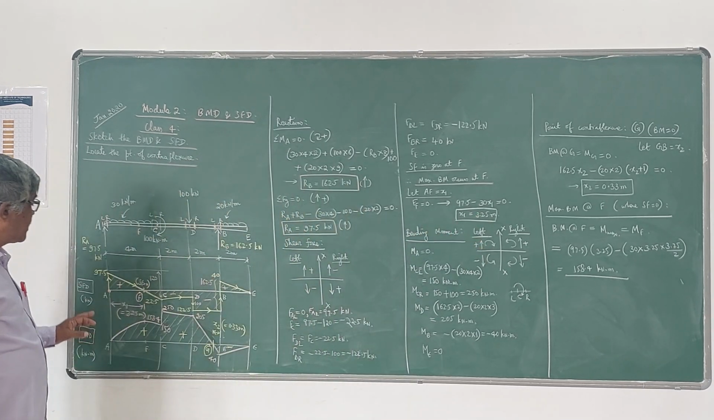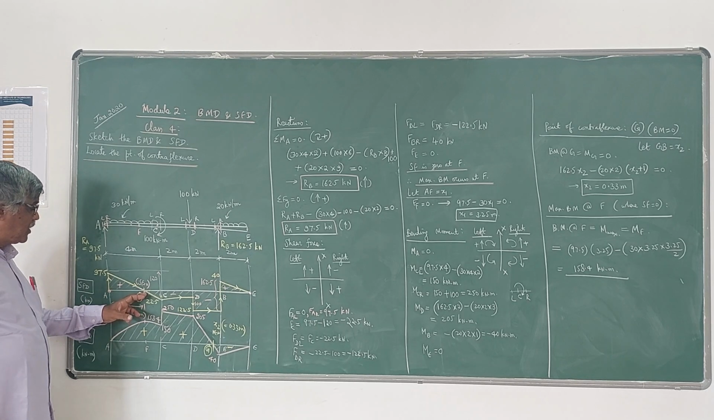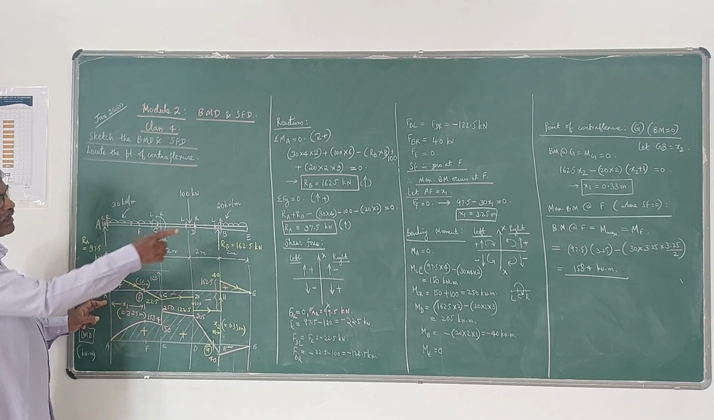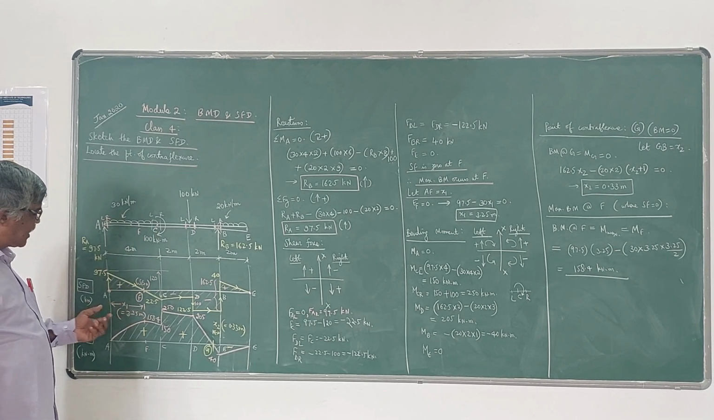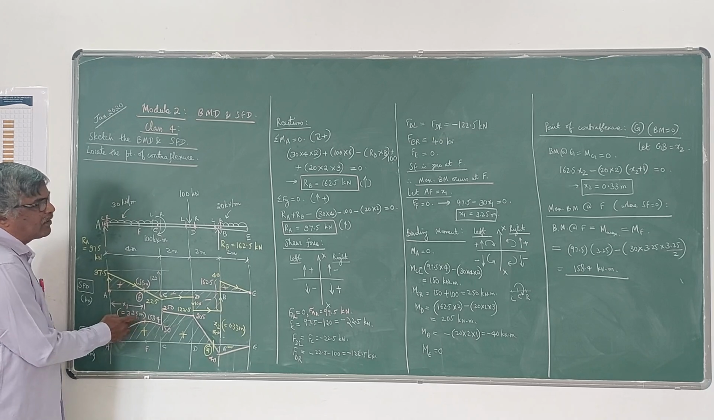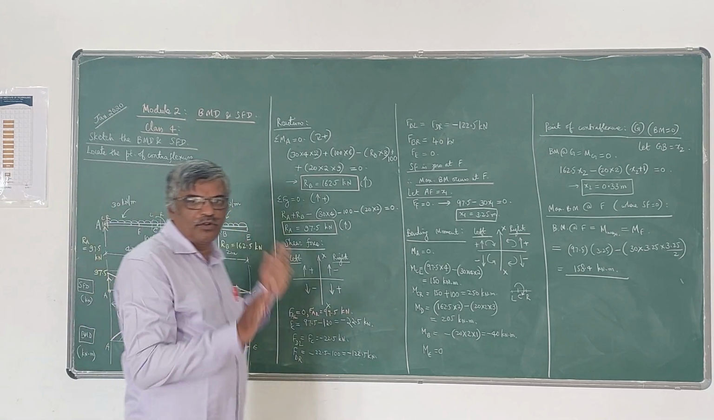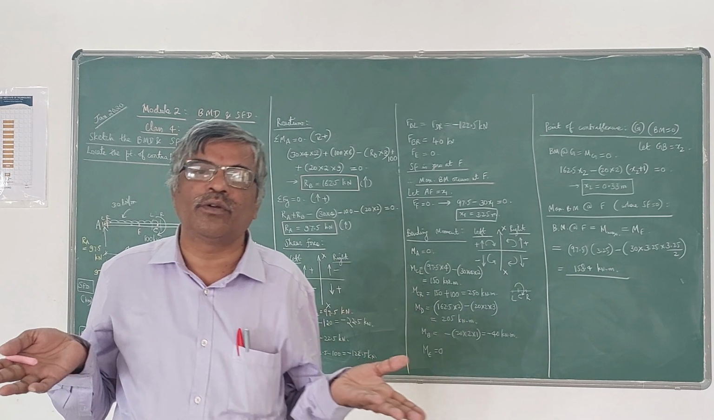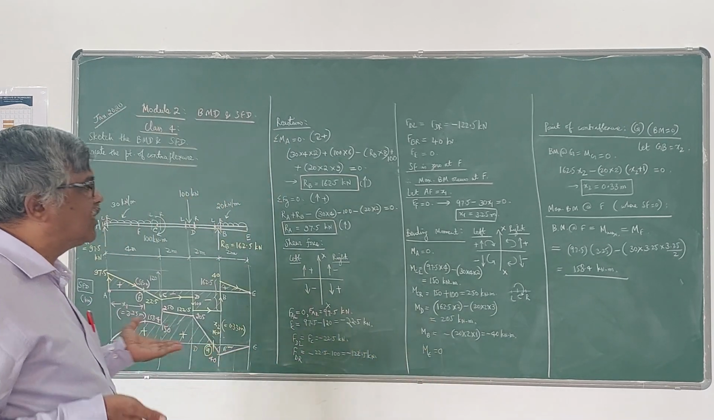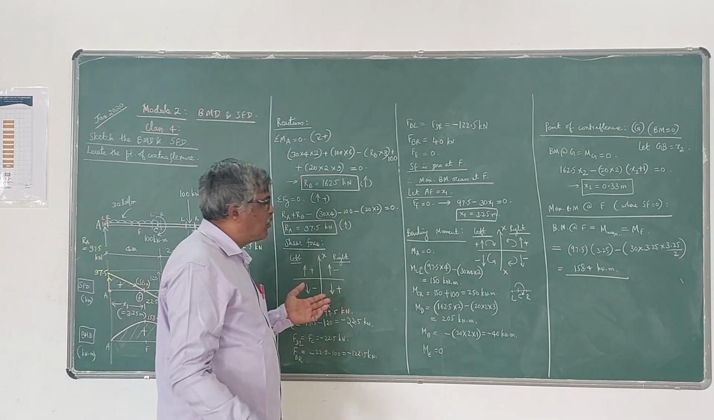That means the distance where the shear force is 0 from point A is 3.25 meter. That is, x1 is 3.25 meter. I have written here, this is about the shear force diagram. Now let us try to draw the bending moment diagram. For that we need the values of bending moments at different points.